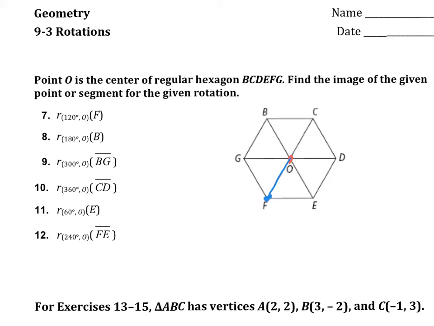But wait a minute, what's my mistake? I went anti-clockwise. Good, so I need to bounce it the other way to B. Good, so I'm going clockwise this direction, 120 degrees. You do not need to draw all this that I did, only because in a moment you're probably going to need to erase it anyhow. So that means F will rotate to B there. So the answer here would simply be B.